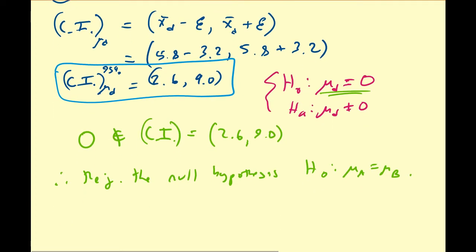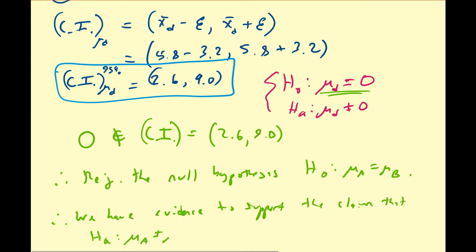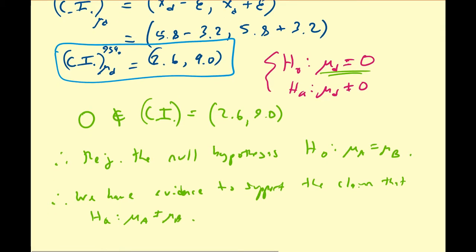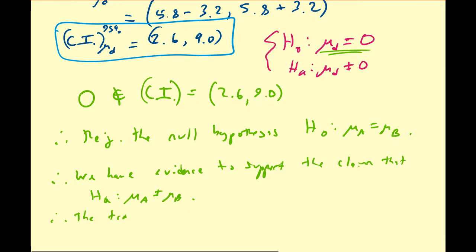If we reject the null hypothesis, what does that mean? That means we have evidence to support the claim of our alternative hypothesis, namely mu A does not equal mu B. So what does that mean? Well, that means the means are not the same. In terms of our application, that implies that the training module had some significant effect.